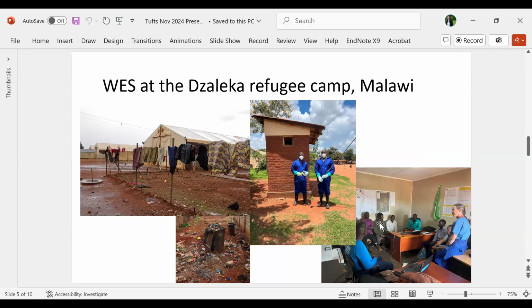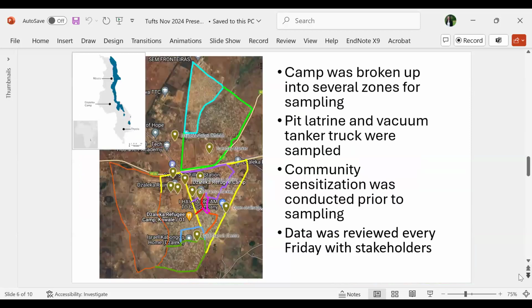We focus a lot at the camp on prevention monitoring, or where a patient might respond to treatment. The camp was broken up into several zones for sampling. Both pit latrines and a vacuum tanker were sampled. Community sensitization was conducted prior to sampling.